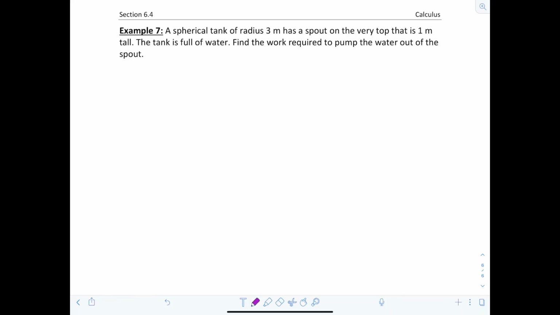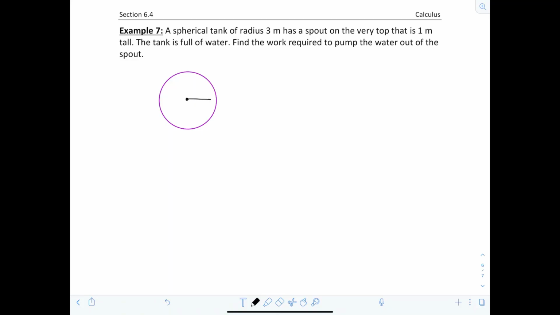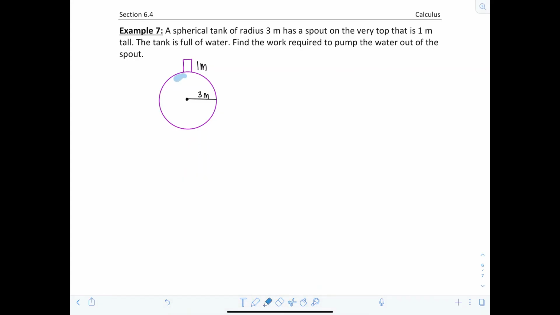I've got this spherical tank, and the radius of this tank is 3 meters. And then there's a little spout at the top that's 1 meter tall. And this tank is full of water.